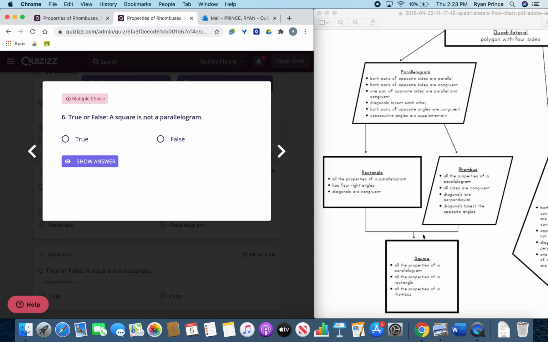A square is not a parallelogram. That's false. Square is down here. Everything below parallelogram is a parallelogram. So that is false.